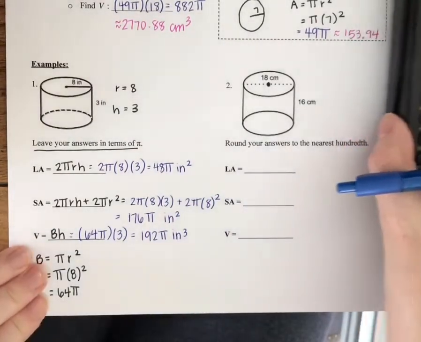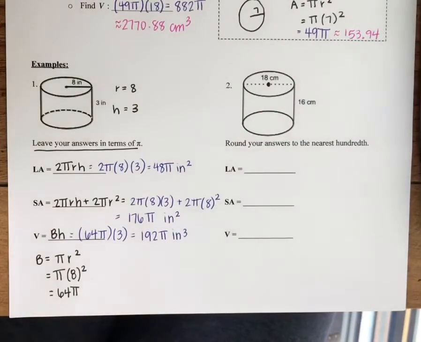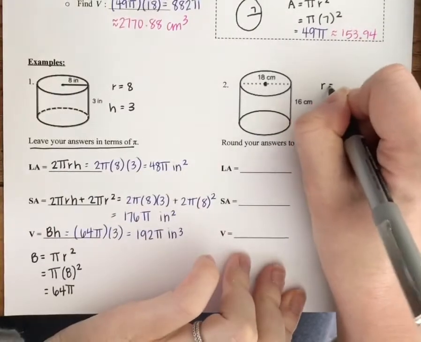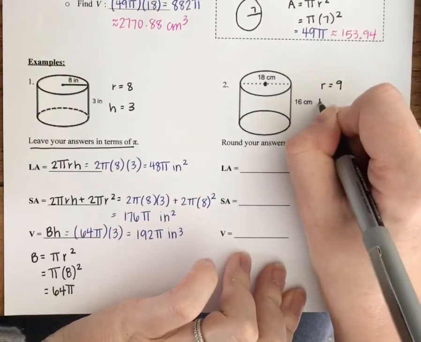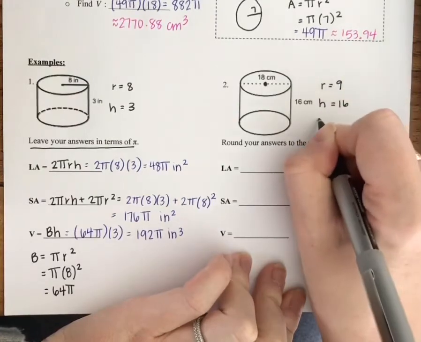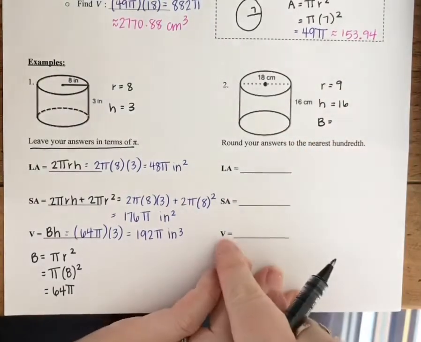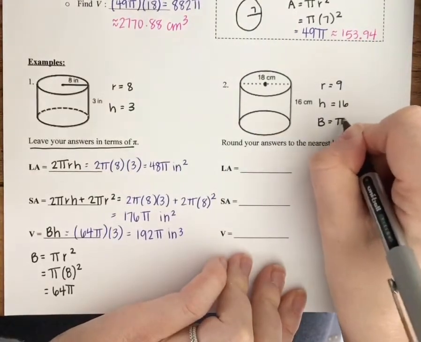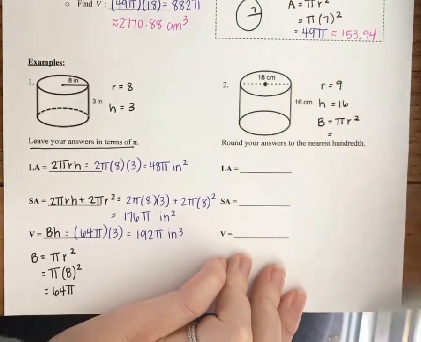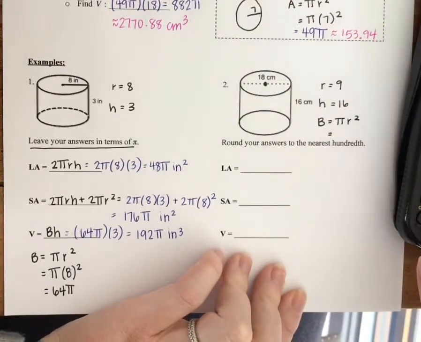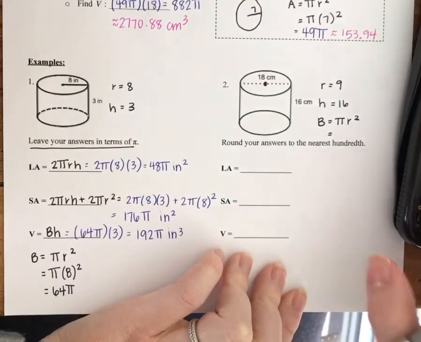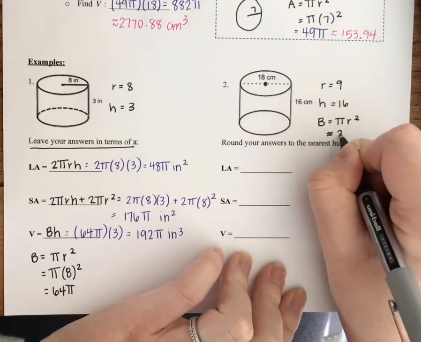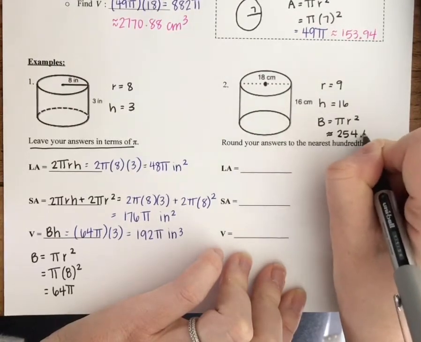Okay, and then finally our last example, we have a cylinder with a diameter of 18, which means that my radius is 9 and my height is 16. Okay, now I know that I'm going to need the area of the base when I get down to the volume, so let's just go ahead and find that now. All right, remember, area of a circle is pi r squared, which if I do pi times 9 squared, that's going to give me approximately 254.47.